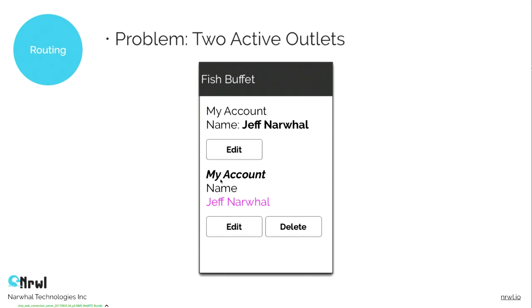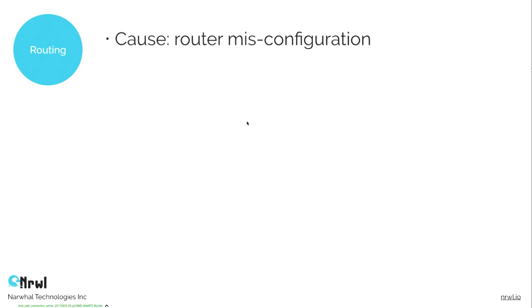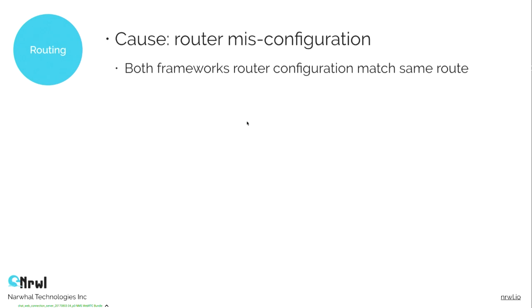So what we've seen often is because real router configurations are more complex than that example. They're deep and they're kind of spread around applications. So it's easy to get to a place where you can have both outlets active at once. So in this case, I have two versions of my account view showing, my AngularJS one and my Angular one. So how did this happen?